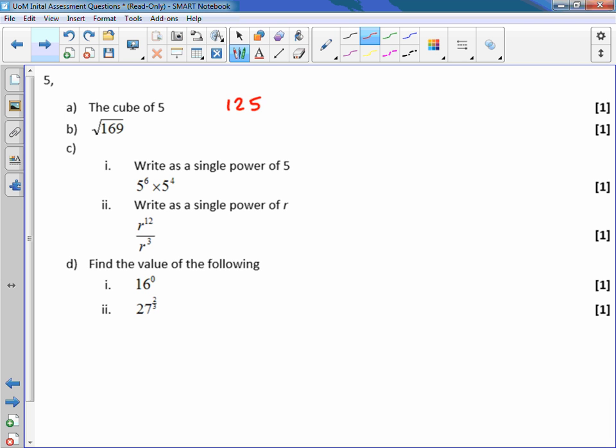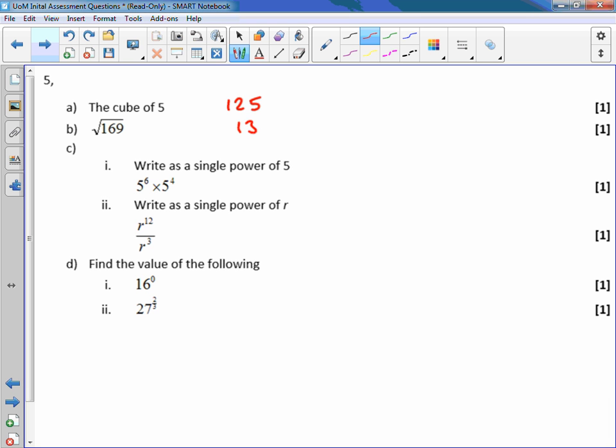I believe that's one of the prerequisite bits of knowledge put down by the exam boards for a grade C at GCSE. The square root of 169, again, it's 13. You're expected to know what 13 squared is, ergo, you know what the square root of 169 is.